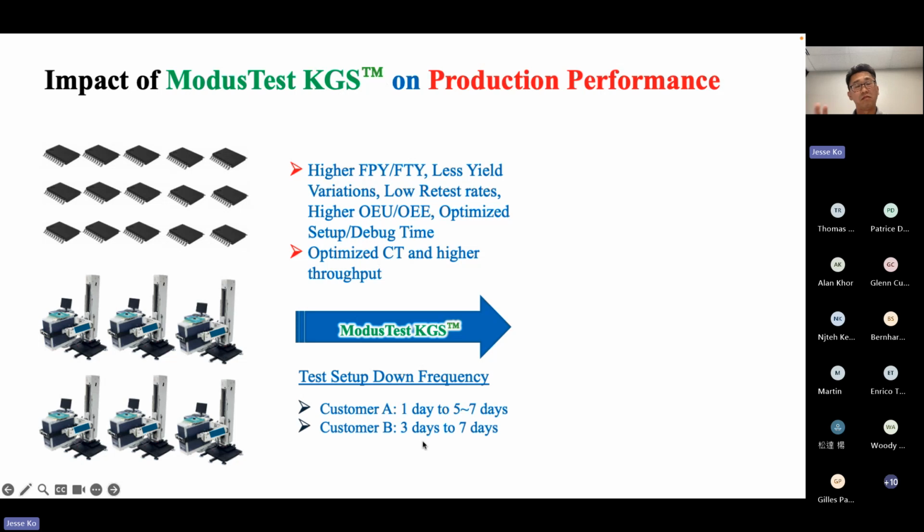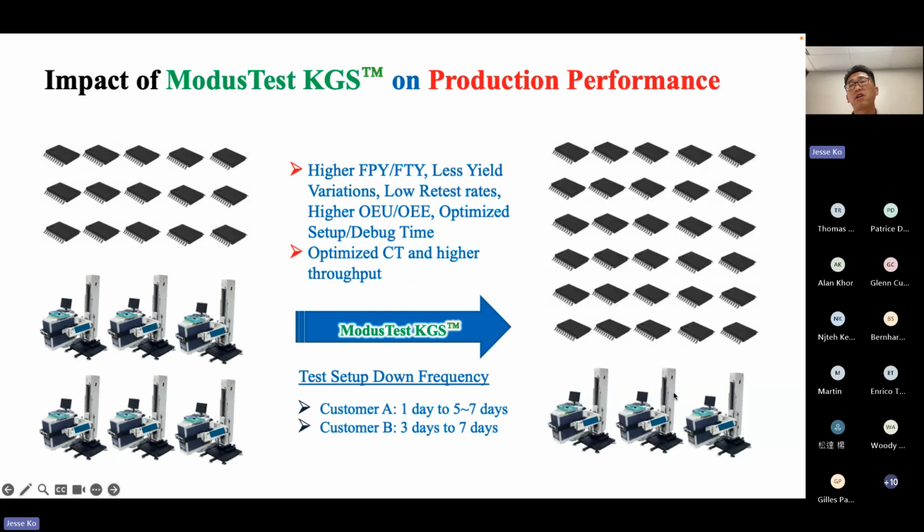We have two examples from customers. One customer, based on their data, used to take down the setup every day to perform some kind of maintenance to keep production running. After implementing ModusTest KGS, the frequency went from every single day to 5 to 7 days, so once a week. The second customer also confirmed that they went from taking the setup down every 3 days to once a week. So you can see how much throughput performance they have improved by not having to take the setup down. This is a graphical image of how, with many fewer setup takedowns, you can produce more units because you have a huge improvement in your production performance.